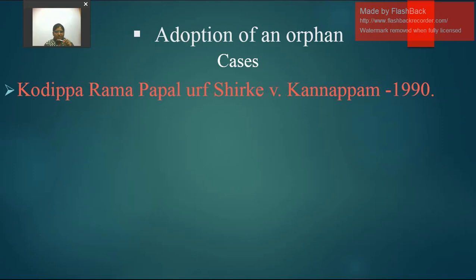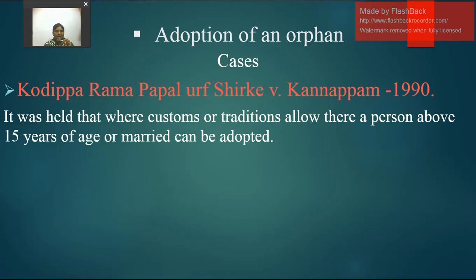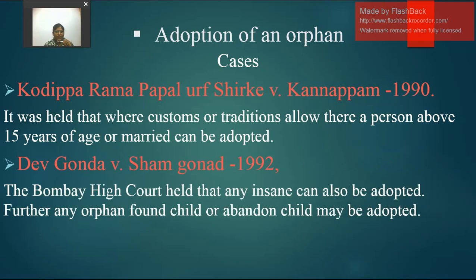Some of the cases in which adoptions were considered legal. First is Kodippa Shirke versus Kannappam in the year 1990, in which it was held that where customs or tradition allow, a person above the age of 15 years or married persons can be adopted. The second case is Dev Gonda versus Sham Gundad, decided in the year 1992, in which the Bombay High Court held that any infant can also be adopted. Further, an orphan, found child or abandoned child can also be adopted.